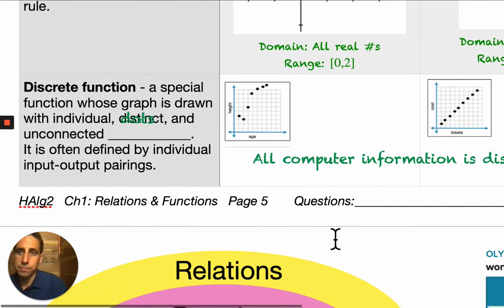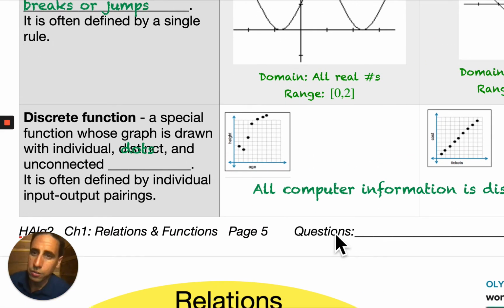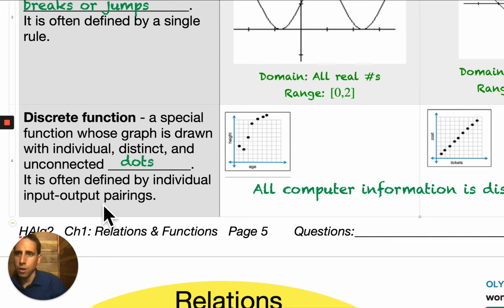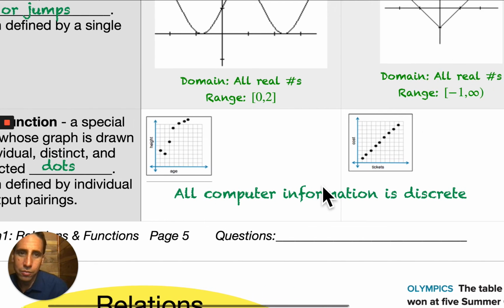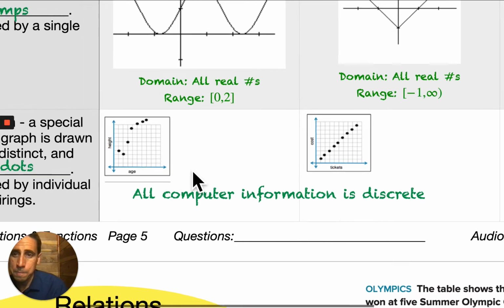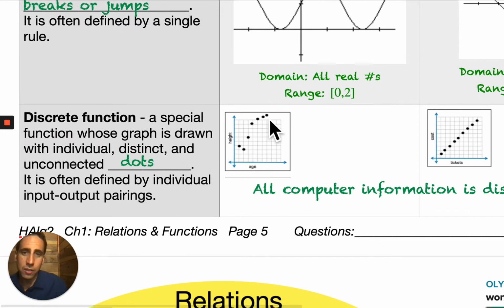Just as a review. Here's another kind of function. It's called a discrete function. A discrete function is a special function whose graph is drawn with individual, distinct, and unconnected dots. It's often defined by individual input-output pairings. So there's often no rule that could create this graph. You just have a collection of x, y coordinate points. And so that's what's called discrete.